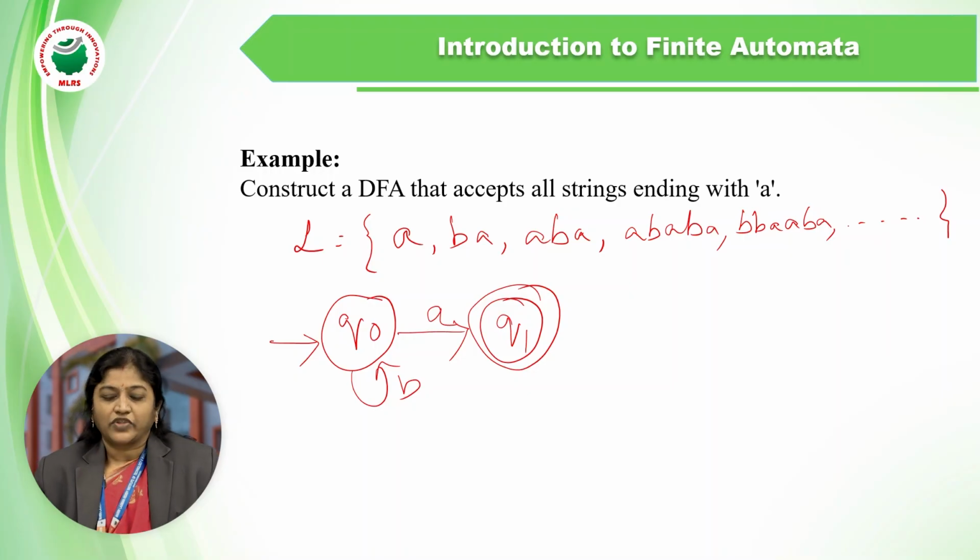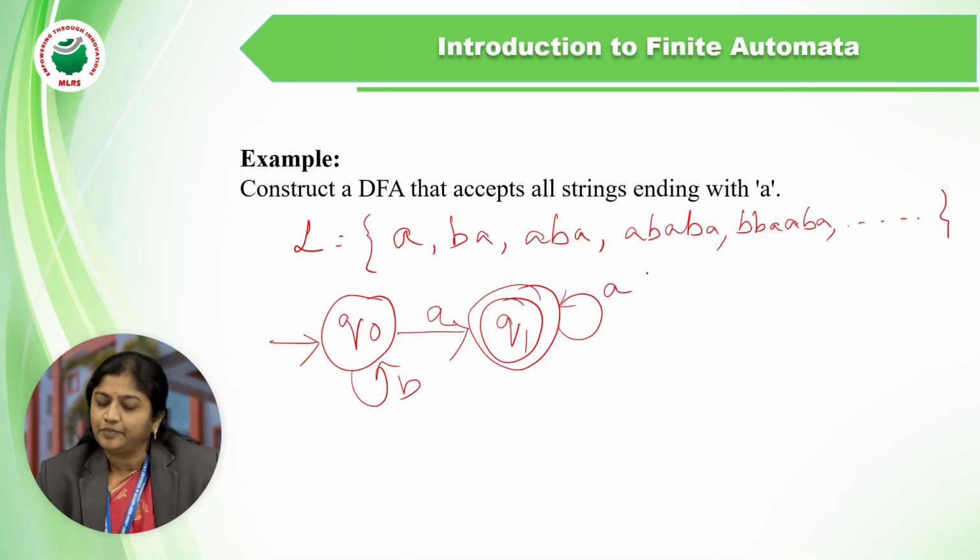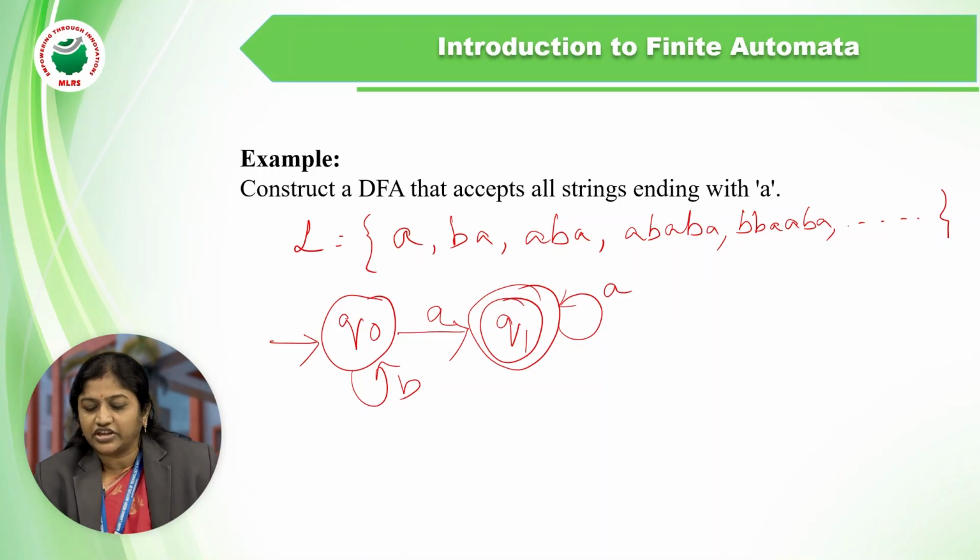Next for Q1. What about Q1? Because what did they say? Ending with A. Ending with A means on Q1 I can take A as a loop, because a loop indicates may or may not, and we have taken A here. What does that mean? That it can end with A, this A or this A, right? If N number of A's come, then we can take this A loop. Okay, so Q1 on A is over.